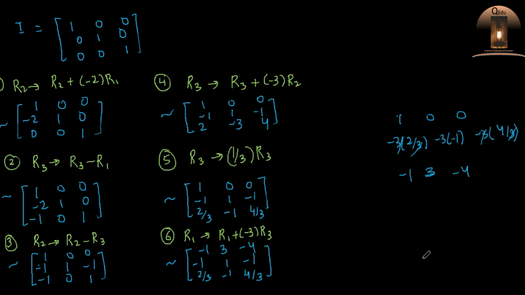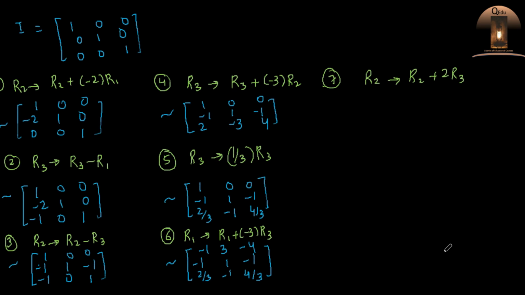So now let us apply the last operation we have. The operation is row 2 will be changed to row 2 plus 2 times row 3. So the elements of row 2 are, and 2 multiplied by the elements of row 3 from the last matrix.